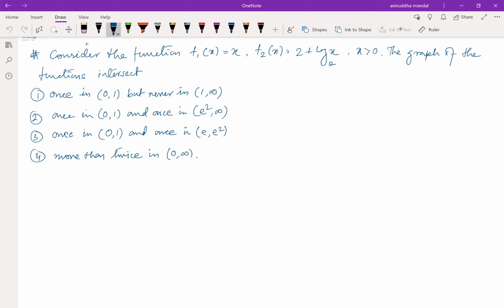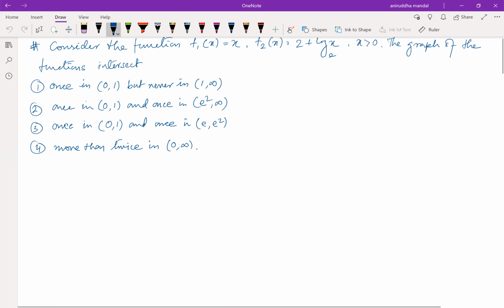Today we will solve these two problems using calculus and graphs. So the first problem is we are given functions f1(x) and f2(x) as x and 2 plus log x. Here it is said that the graphs of these functions intersect at the points given in the four options. So how do we proceed?